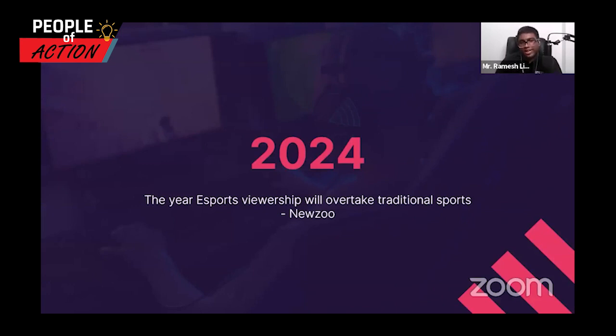And in terms of statistics, it's been projected that it will overtake traditional sports somewhere next year. It already has in the US and North America to a certain degree. Sports like golf have been overtaken by esports, and it's growing, just shadowing the bigger sports like basketball, football, and things like that.